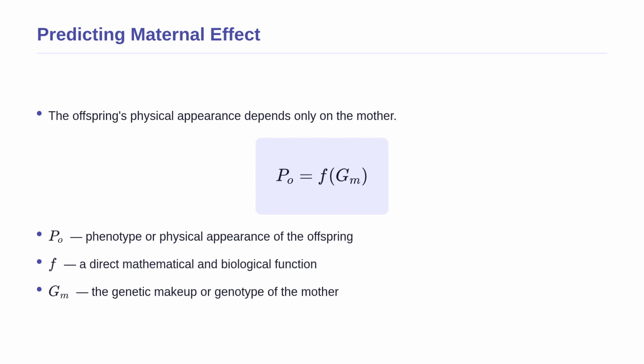Notice what is missing from this equation. The variables for the father's genotype and the offspring's own genotype are completely absent. This is a radical departure from standard genetics. It forces us to look exclusively at the maternal generation to predict the physical traits of the current generation.